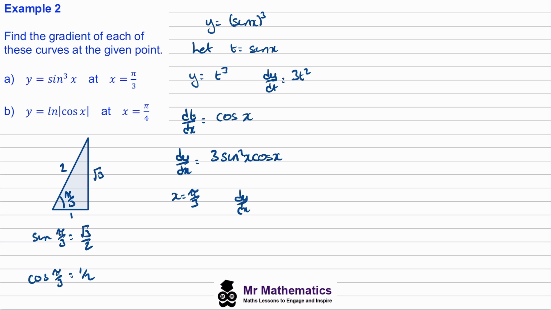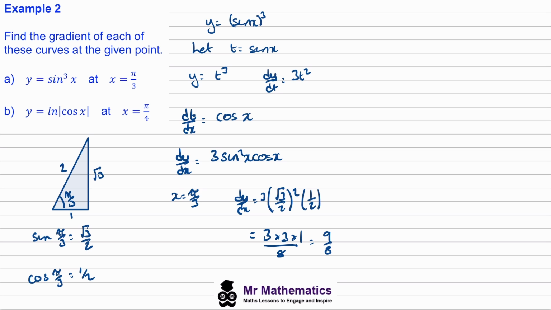So dy by dx will be the 3 multiplied by sine squared x, so root 3 over 2 squared, multiplied by cos x. So we'll have the 3, root 3 squared is 3. Then for our denominator, we'll have a 2 squared times the 2. So we'll have 9 over 8. So our gradient of sine cubed x at pi over 3 will be 9 over 8. Do you want to try question B? You can pause the video and come back when you're ready.